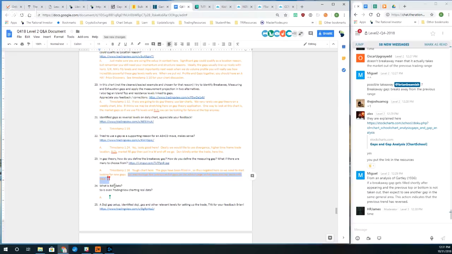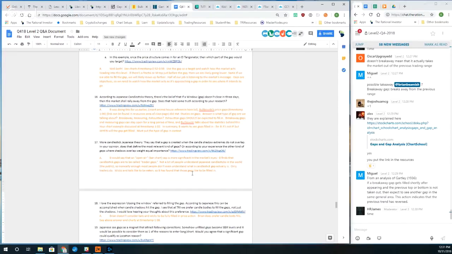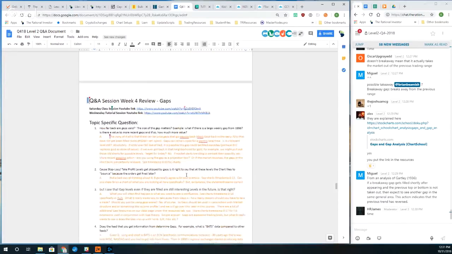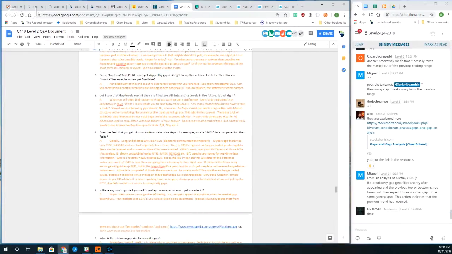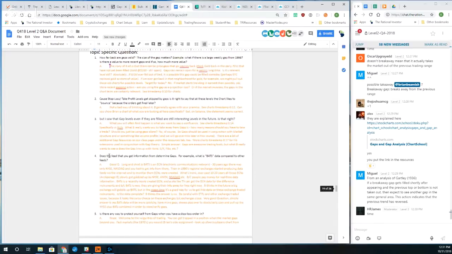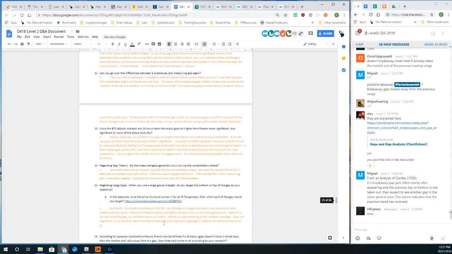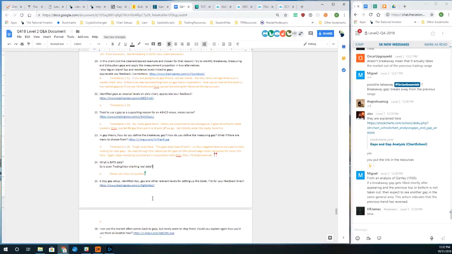Okay, what is BAT data? So is even TradingView charting real data? If somebody could write in here, I don't know what the time reference was, but we actually talked quite a bit about what BAT's data is. So whoever asked this question, I'm just going to simply say, please refer to question 4 above. How's that? That'll make James happy. Please see reply to question 4 above. Awesome.